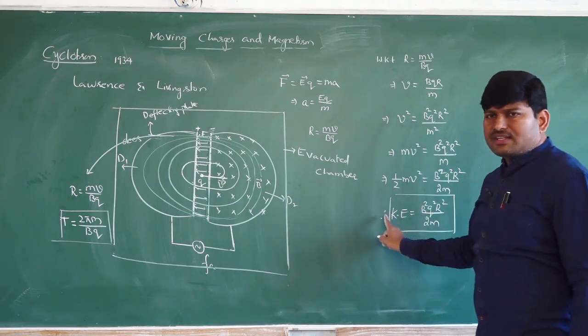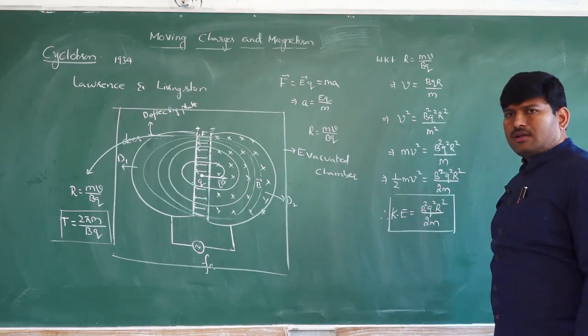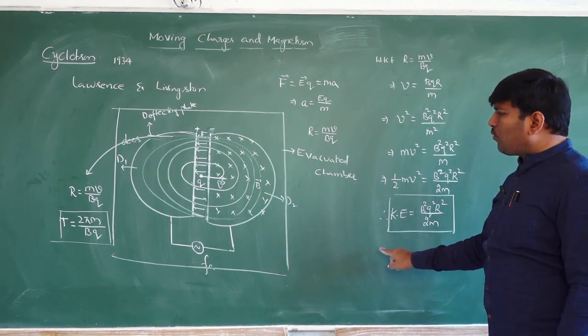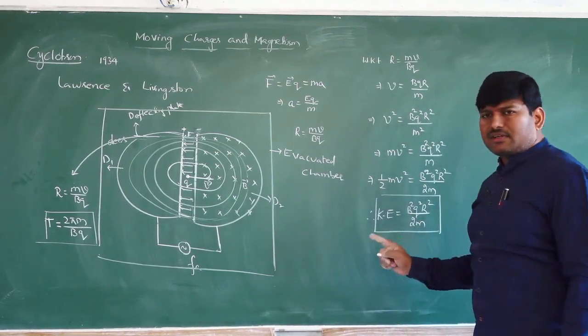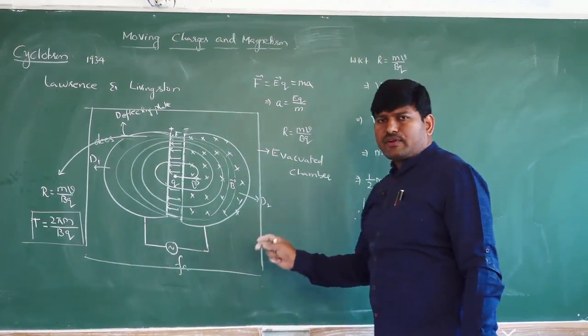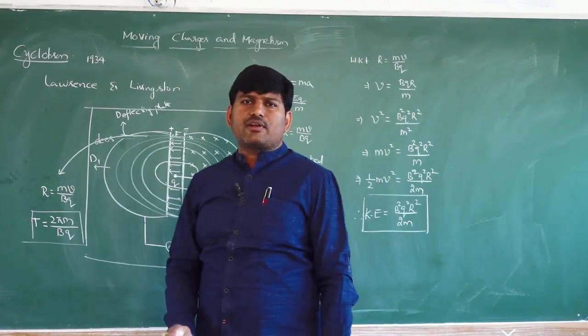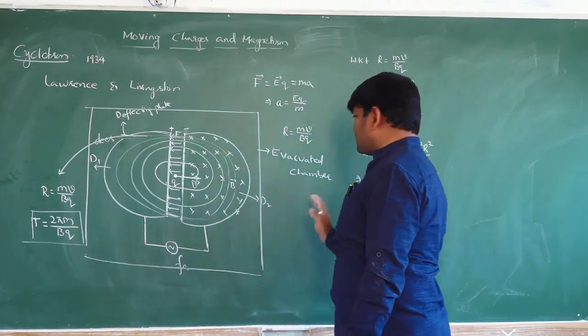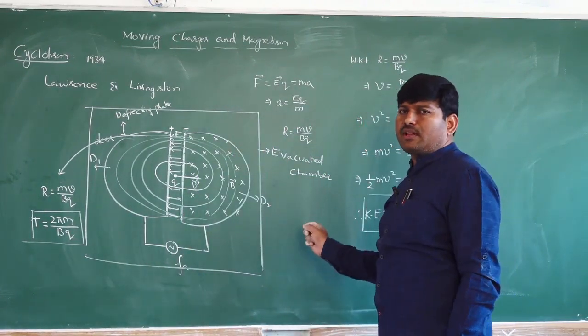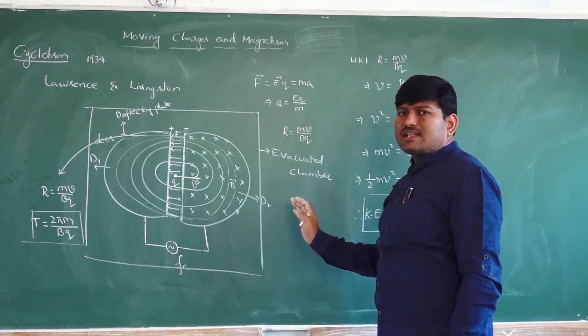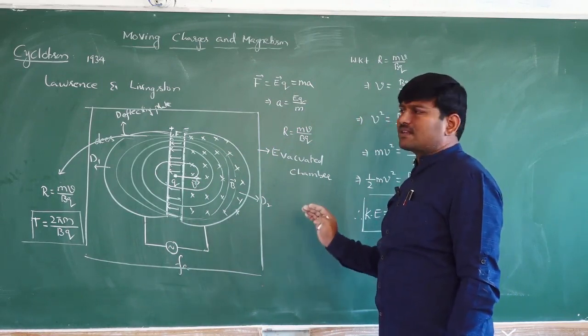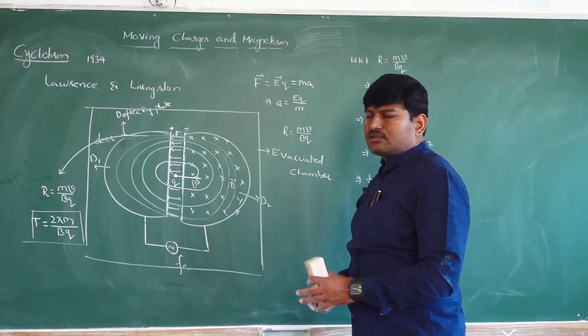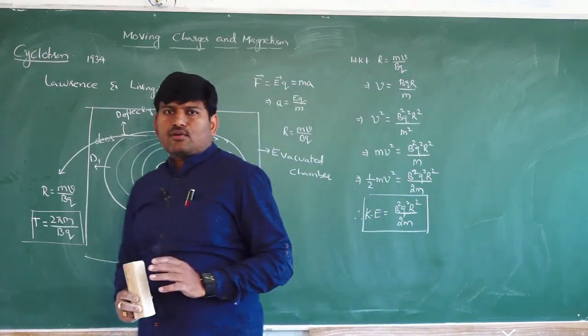So kinetic energy depends upon what? Radius. But it is independent of what? Time period. It is independent of the time period. So the time period of revolution of the charged particle is independent of the kinetic energy of the charged particle. This is the basic principle involved in the cyclotron, and the cyclotron is a device which is used to accelerate the charged particles. So briefly, what is a cyclotron?